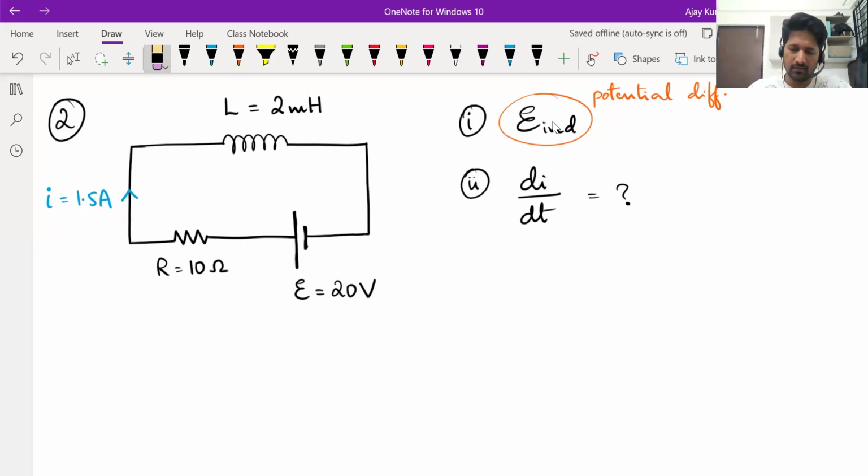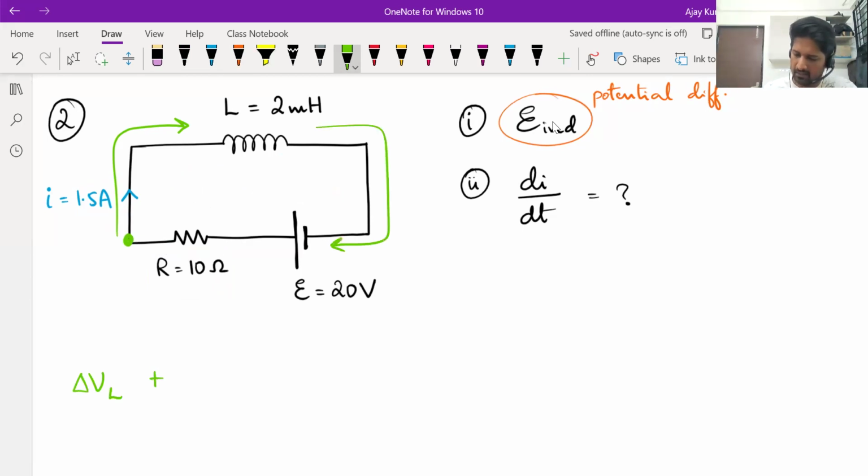Do it carefully. And okay, let us maintain some uniformity here. To apply KVL, let's start from this corner and move clockwise. So you'll have to write potential change across inductor, which is unknown. Next, you will come across the battery, potential change across the battery, plus the next element you come across is the resistor, potential change across the resistor equal to 0. From this, you find out the potential change across inductor. Do this quickly.